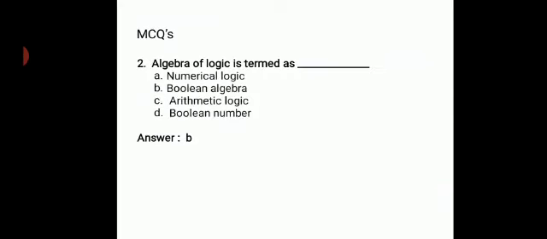Second question. Algebra of logic is termed as: first one is numerical logic, second one is Boolean logic, third one is arithmetic logic, fourth one is Boolean number. The correct answer is Boolean algebra.